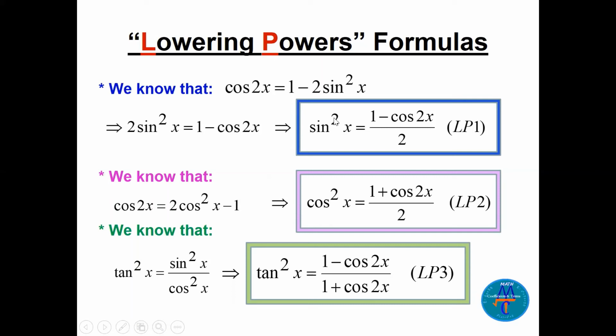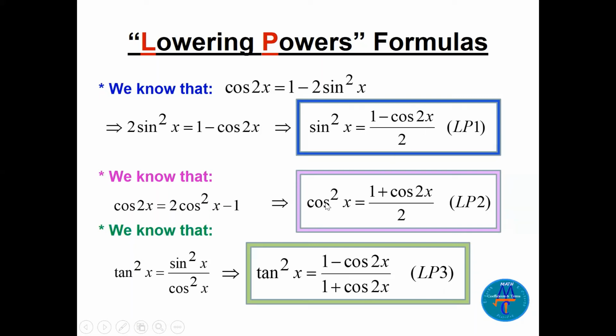Sine squared, if you have something squared on the sine, you can replace it by 1 minus cosine of 2x divided by 2. See, the power here on the cosine is 1, but the angle is doubled. Be careful here. Squared on the sine, power 1 on the cosine. Here we have x, and here we have 2x. So when you replace sine squared, you can write instead of that 1 minus cosine 2x divided by 2.